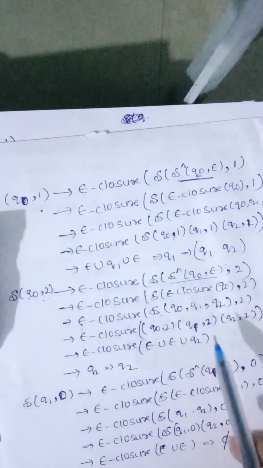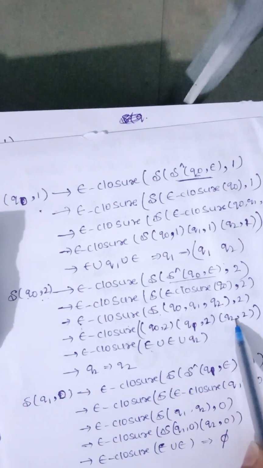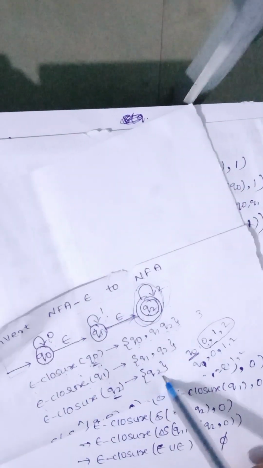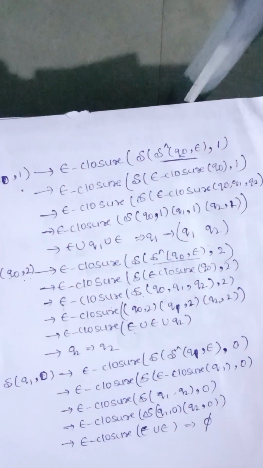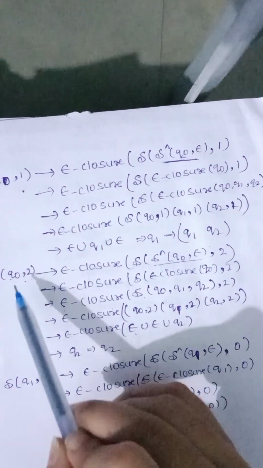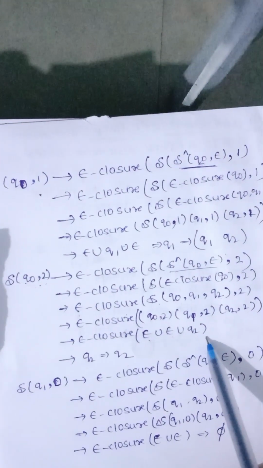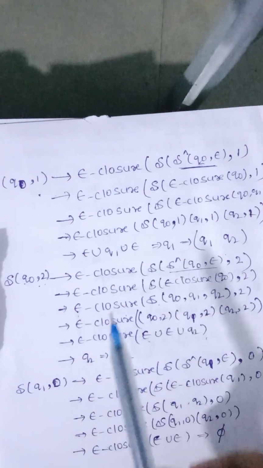For that we will write epsilon union epsilon union q2, because q2 has the transition with 2. So we will write q2. The epsilon closure of q2 has q2 only, so we write q2. Okay. Now we will check for q1. From here q0 is completed for inputs 0, 1, 2.